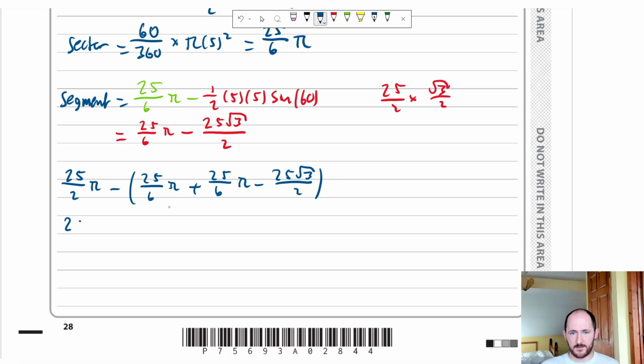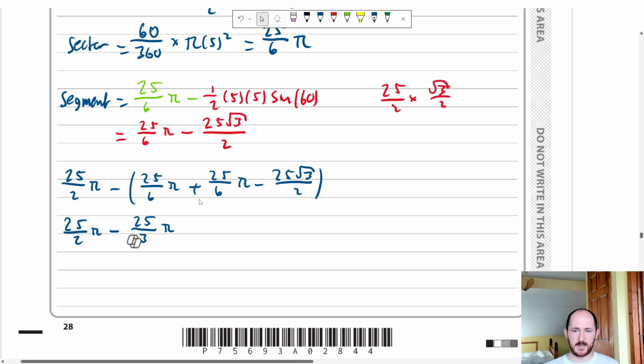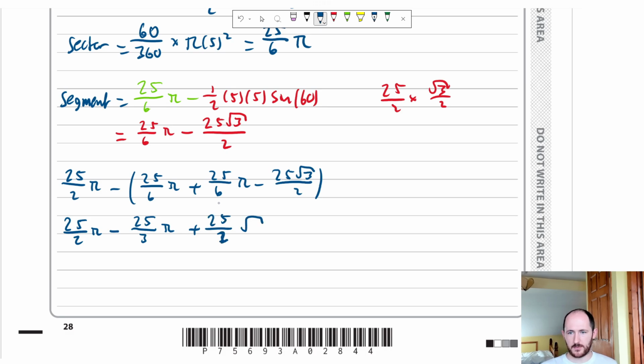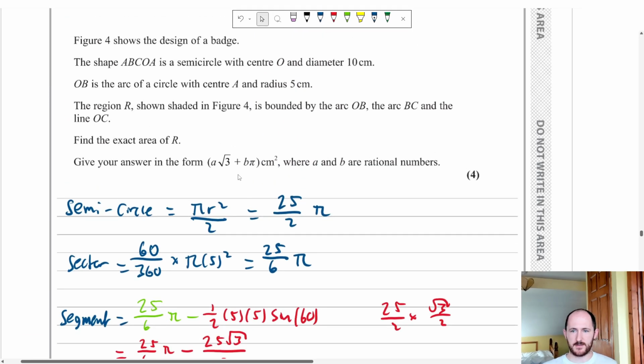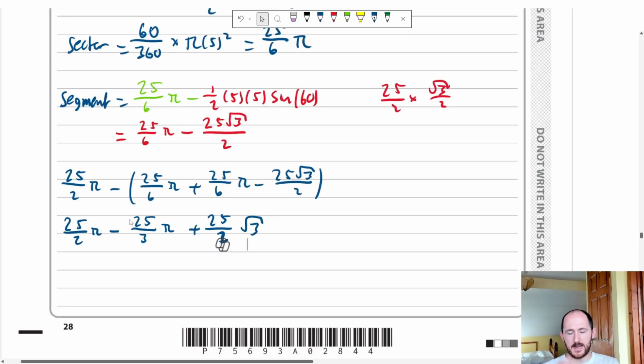So we have 25 over 2 pi minus 25 over 3 pi. If you're not sure, you could just do 25 over 6 plus 25 over 6 and you get the same thing. And then it's going to be plus 25 over 2 root 3. The reason why I've written it like that is just because the answer over here is written like that.